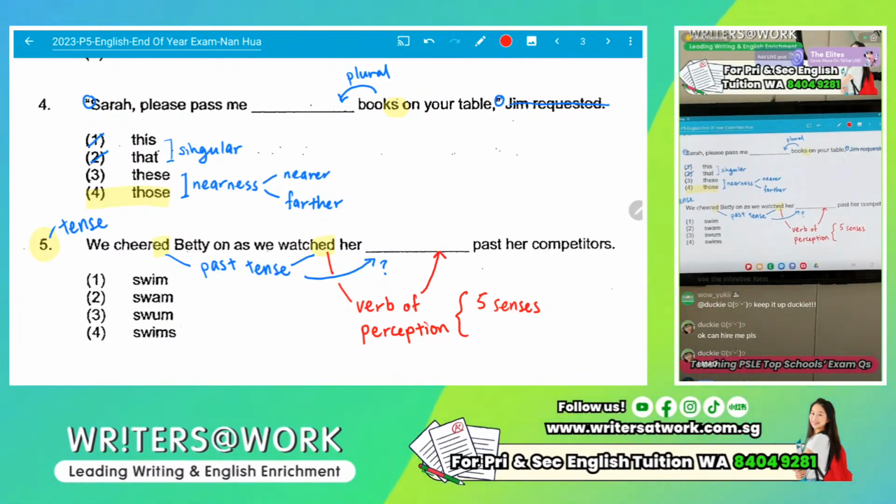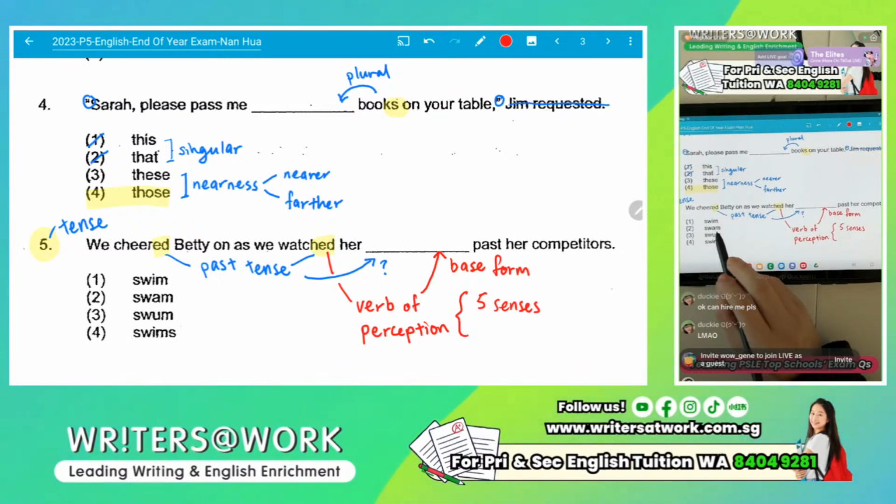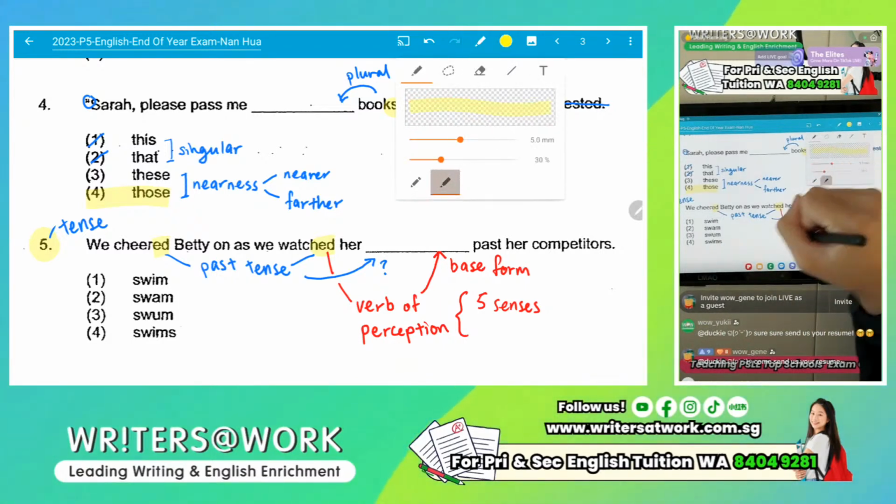And it's correctly pointed out by Ducky, yes, keep it up, Ducky. The infinitive of swam over here would be the base form swim. Okay. Swim past her competitions. Okay. So you need to use the base form of the verb over here between swim, swam, swam, and swims. Although swims over here refers to the singular verb, it is not the base form. The base form is option 1, swim. Okay.